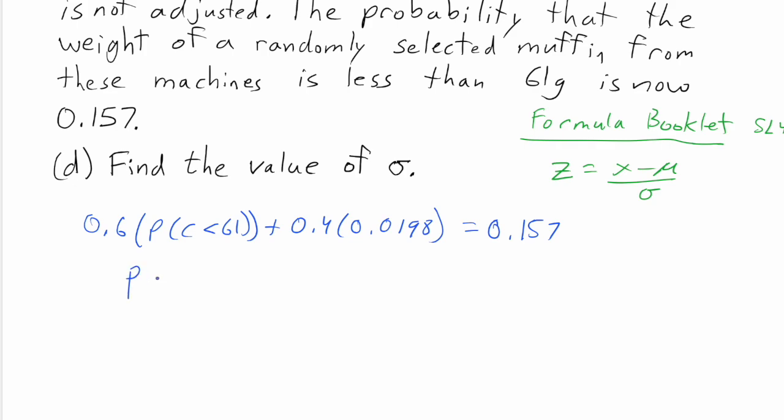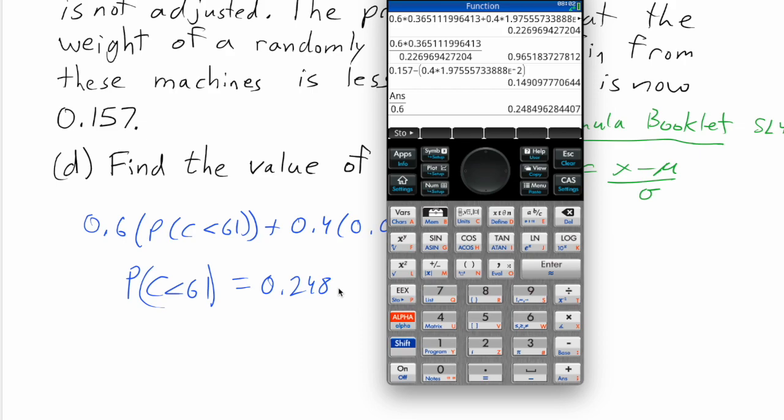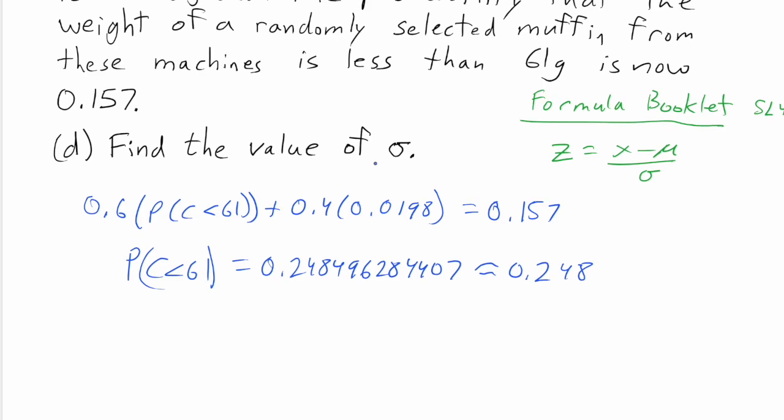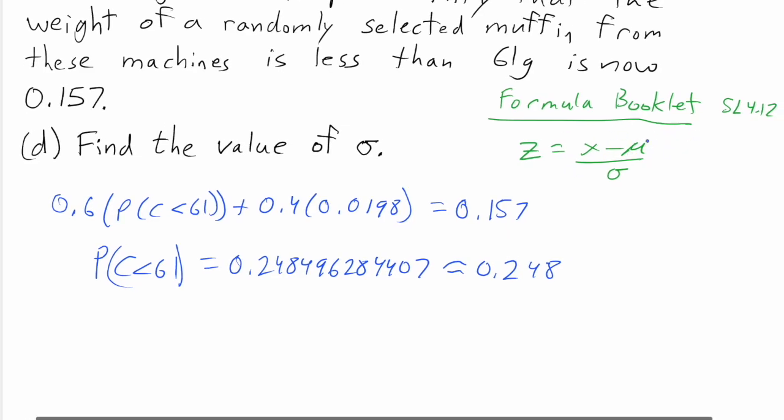So we get the probability C less than 61 equals 0.248496284407, or about 0.248. So we have this, and now we can find sigma by, actually we could solve this by graphing, or we can use this formula from the formula booklet, which is probably the better way to do it, because sometimes you need this formula for finding mu and sigma and solving simultaneous equations, which you can't do by graphing. So let's do that first.